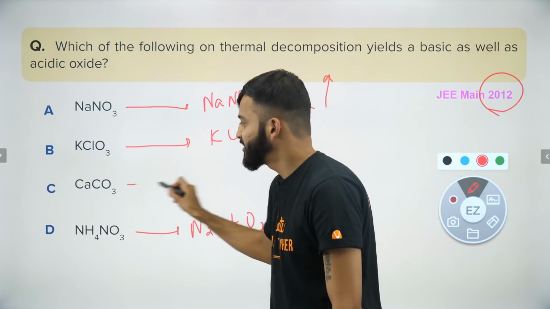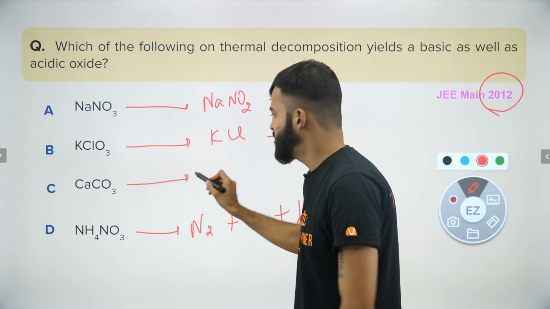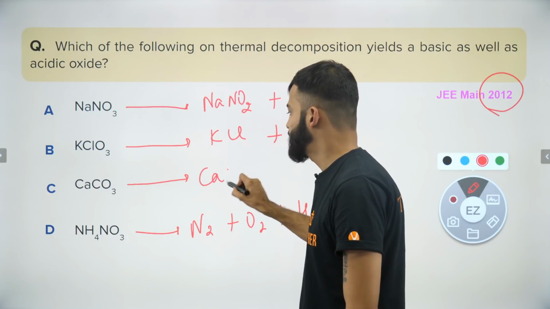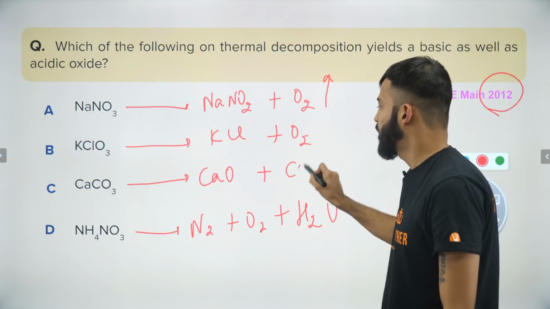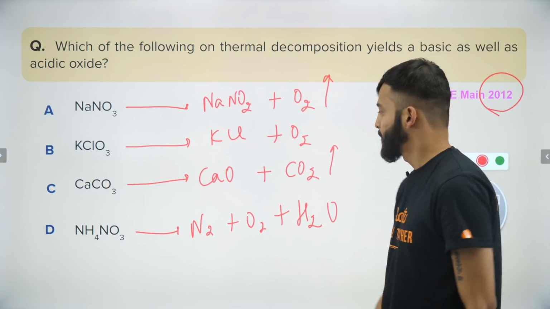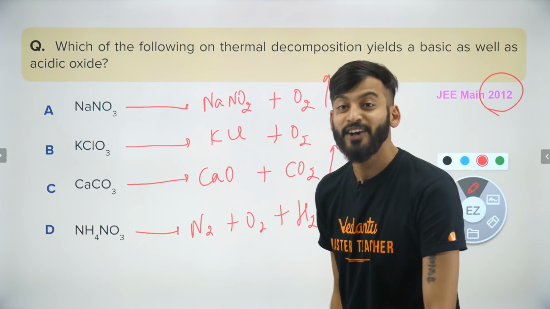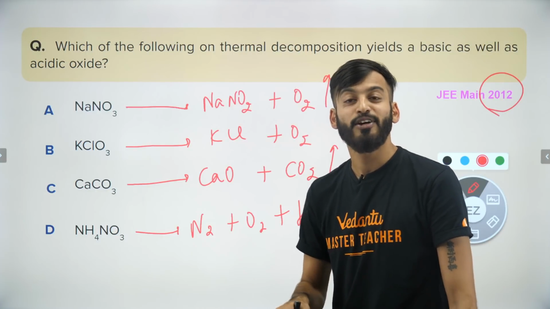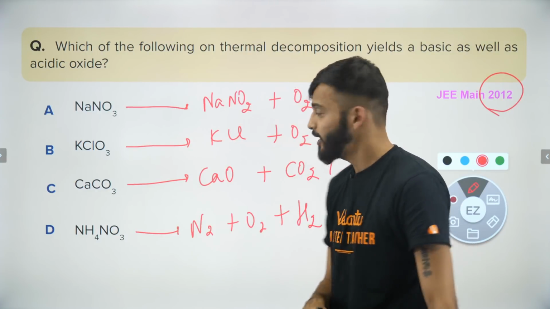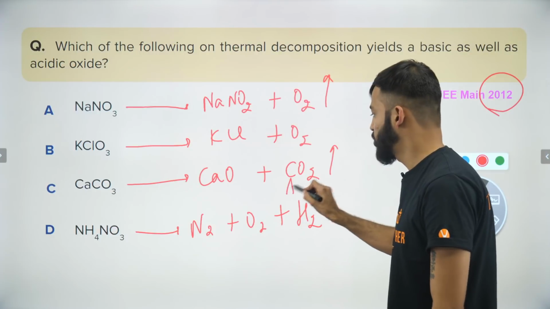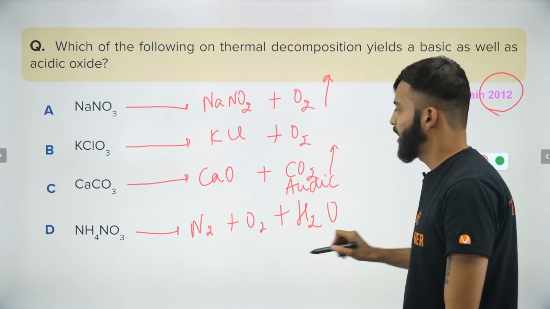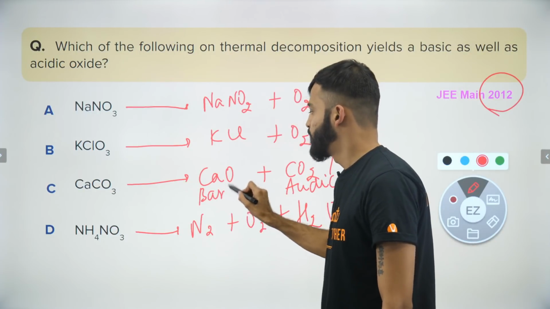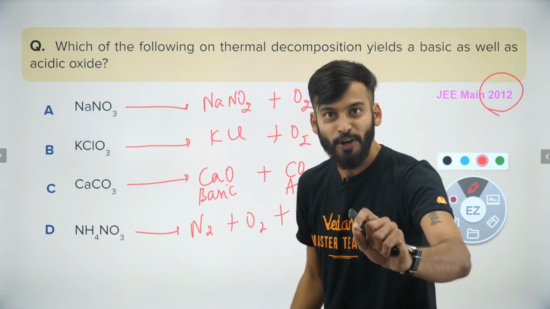If I talk about your favorite calcium carbonate, क्या बन जाएगा यहाँ पे? I'll get calcium oxide plus carbon dioxide. Check this out. You know, metals always form basic oxides and non-metals will always form acidic oxides. ठीक है? So this is your acidic oxide and this is your basic oxide. Today in today's session I'll talk about them also.